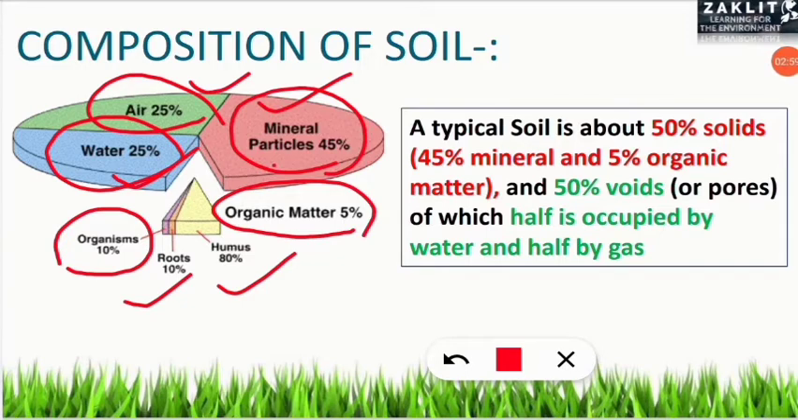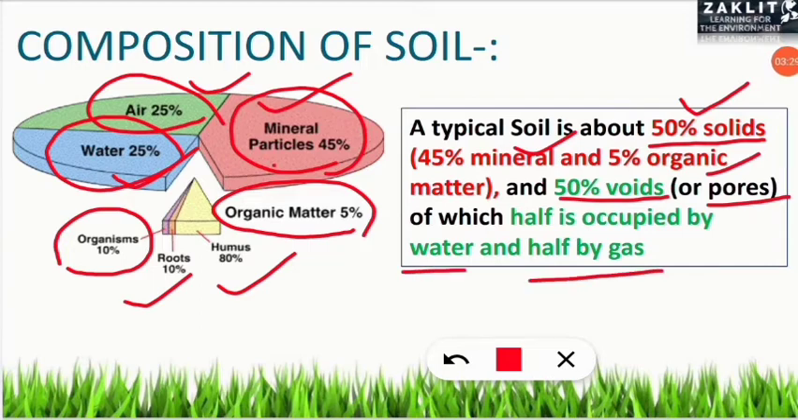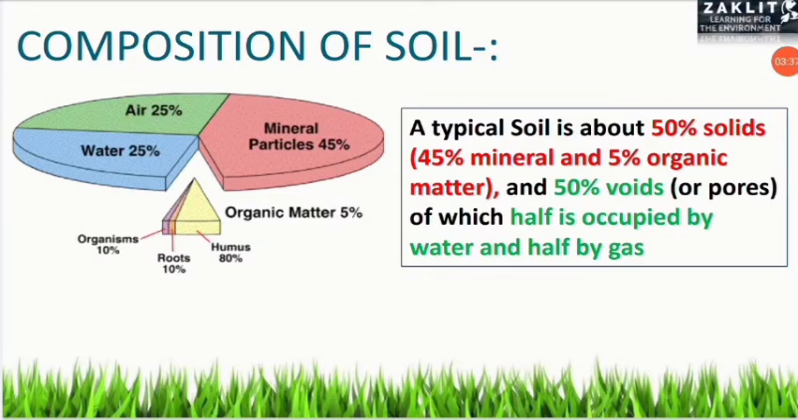So typical soil is about 50% solid. So solid 50% होता है, that constitutes mineral and organic matter, and 50% void. So void क्या होता है? Soil में भी pores होते हैं. So empty spaces are found, which are occupied by water and gas. So the 50% pores are filled by 50% water and 50% gas. So I hope you are able to understand. Let's move to the next slide.